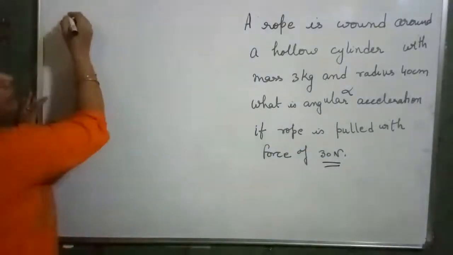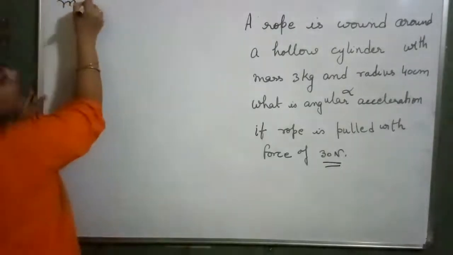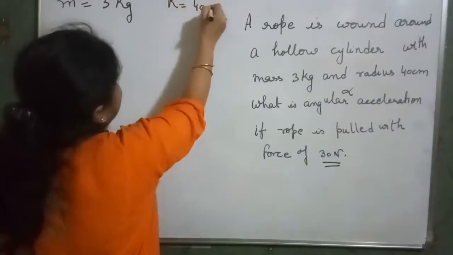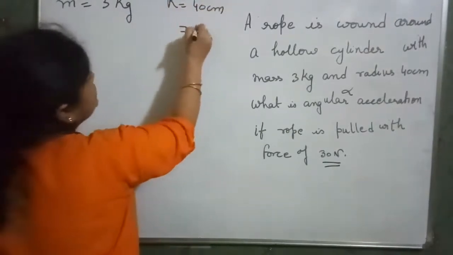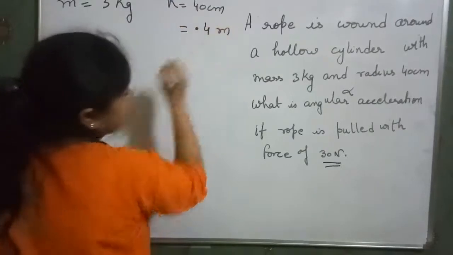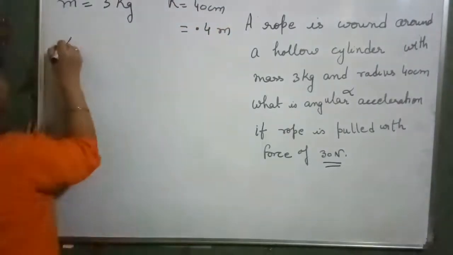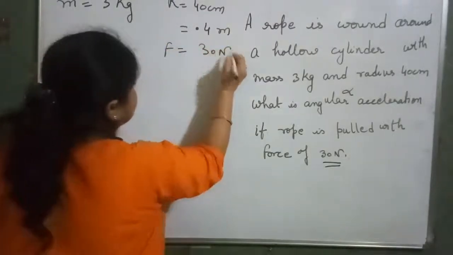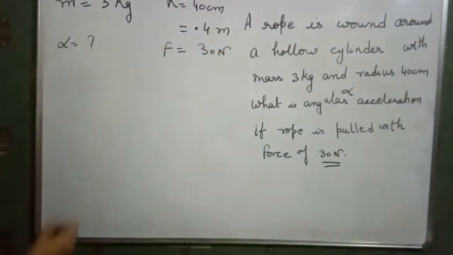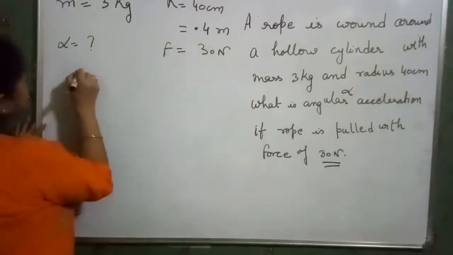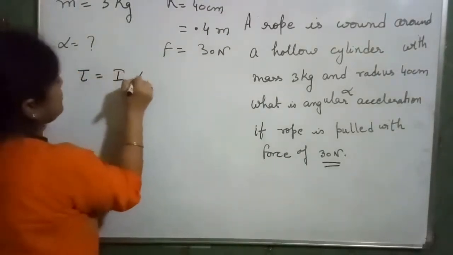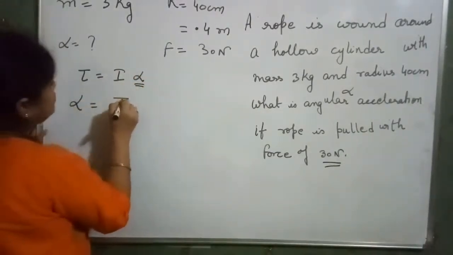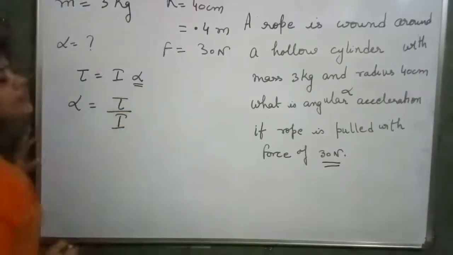So we know that the mass of the cylinder is 3 kg and the radius of the cylinder is 40 centimeter. Converted into meter, we have 0.4 meter. Now we have to find the angular acceleration, and the force applied on the rope is 30 Newton. In this case we use the formula torque is equal to I alpha. So from here angular acceleration is equal to torque over moment of inertia.